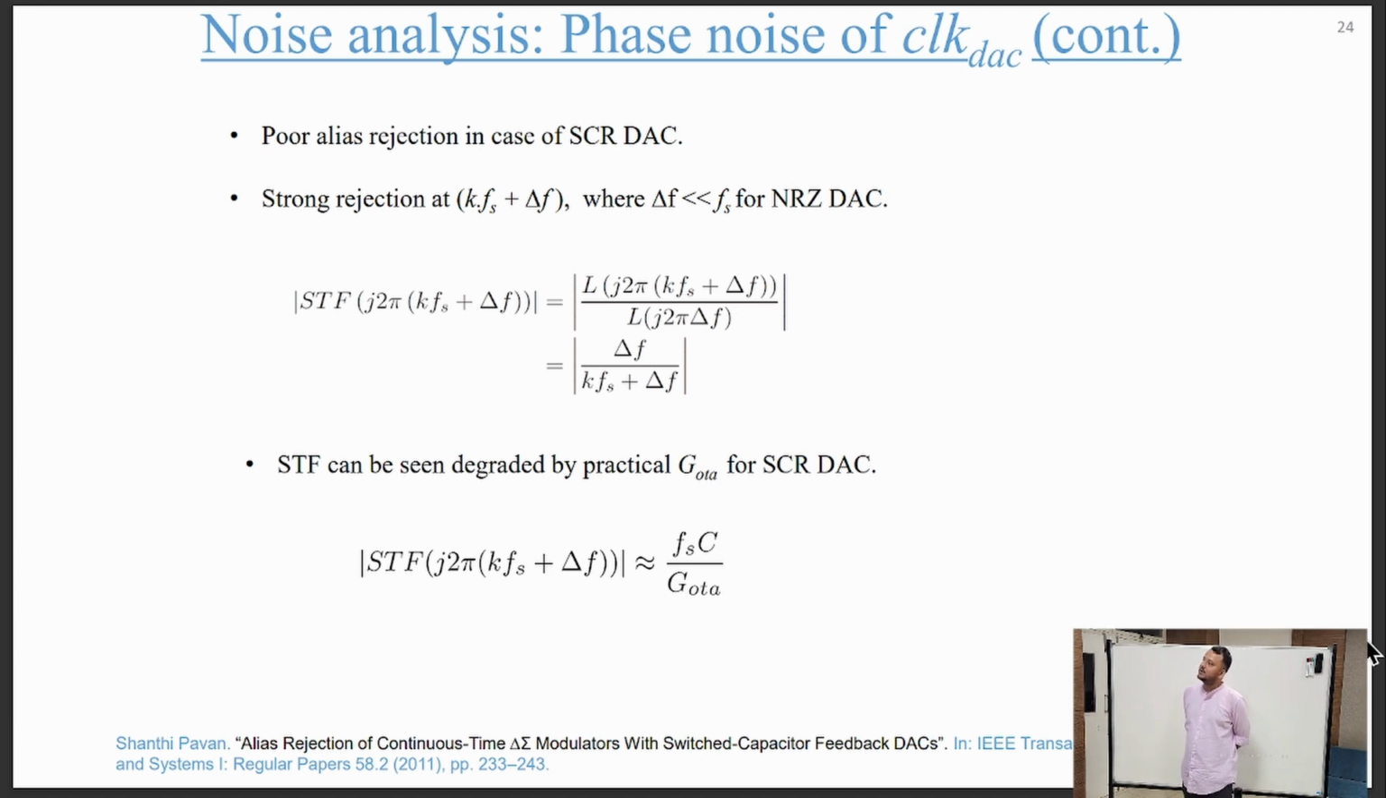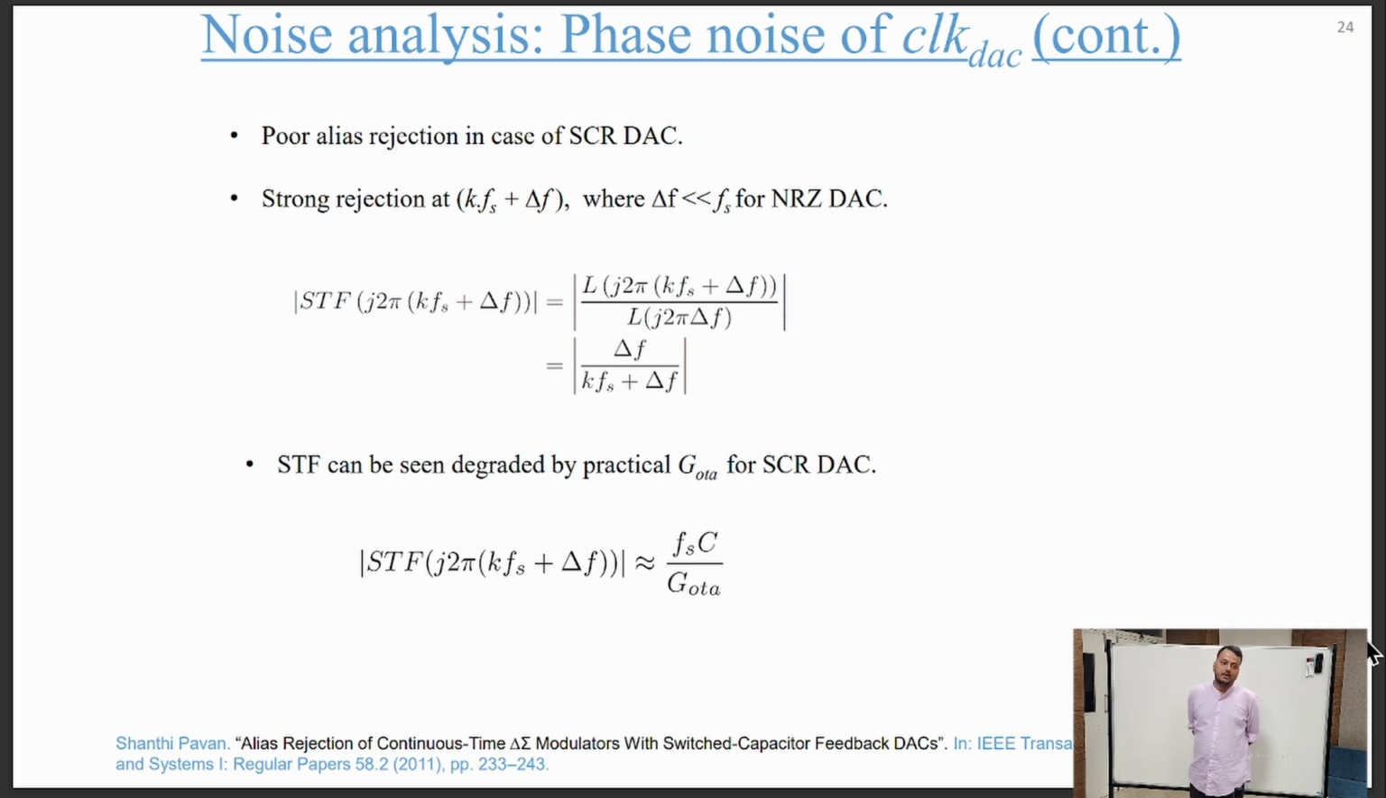One more thing: a CTDSM inherently has excellent alias rejection. But if we use a switched-capacitor-resistor DAC in our CTDSM, the alias rejection gets severely compromised. So high-frequency noise around the alias bands gets folded back. Basically the STF gets degraded by the practical value of the OTA used in the integrator. That is shown here.